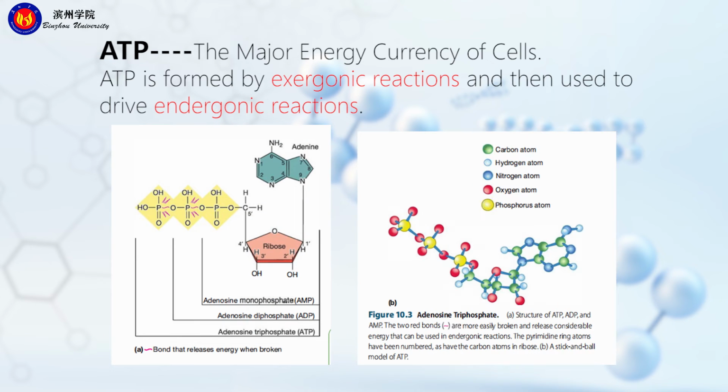Look at the pictures. On the left is the structure of ATP, ADP, and AMP. The two red bonds are more easily broken and release considerable energy that can be used in endergonic reactions. On the right is the ball and stick model of ATP.